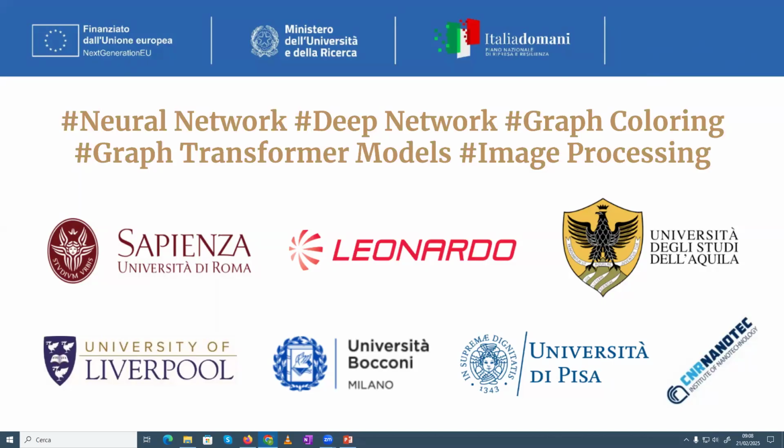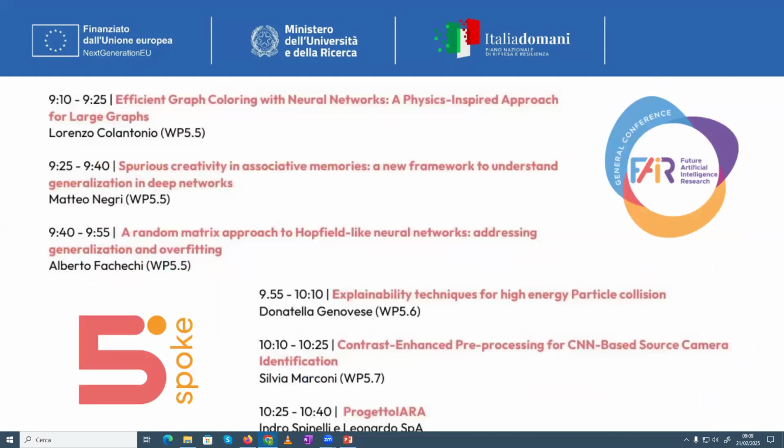The major subject of today is machine learning, of course, and in particular neural networks and deep networks. We will see also some contributions upon graph transformer models and image processing. Looking into the details of the program of today, we will start with Lorenzo Colantonio, who will present an efficient graph coloring with neural network.